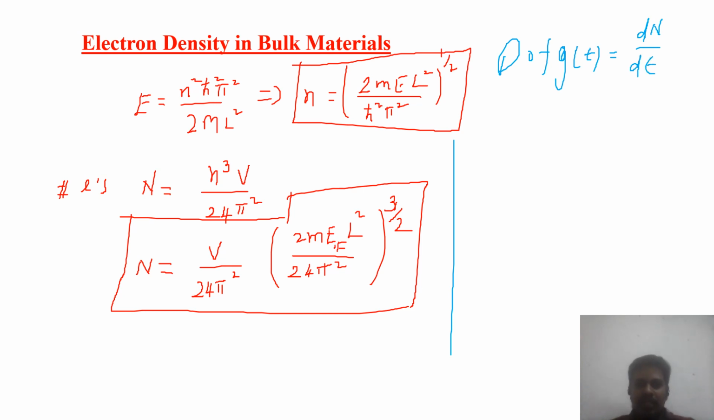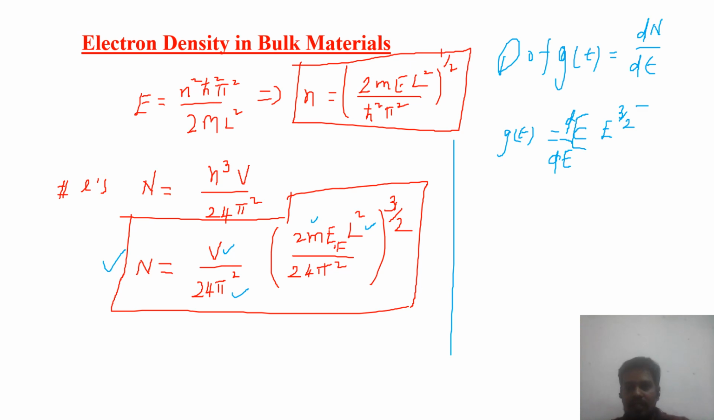So this is simple because we know n, we just need to take the derivative with respect to E. All the other quantities are simply constants. That means the volume of the metal is constant, 24 pi square, then the length, then everything is constant except the energy. So you can call those constants simply C. That is a constant times the energy E to the power 3 by 2. So this is the number of electrons. You need to take the derivative of this value with respect to E. That means d by dE of n.